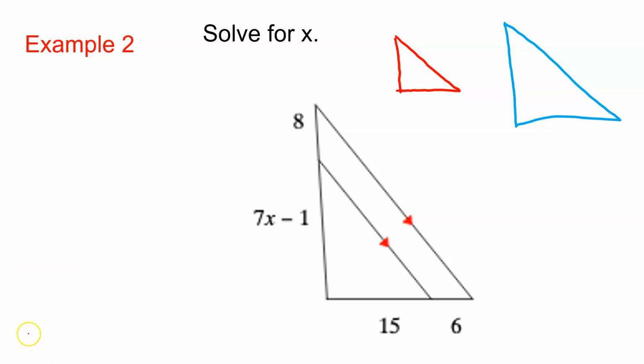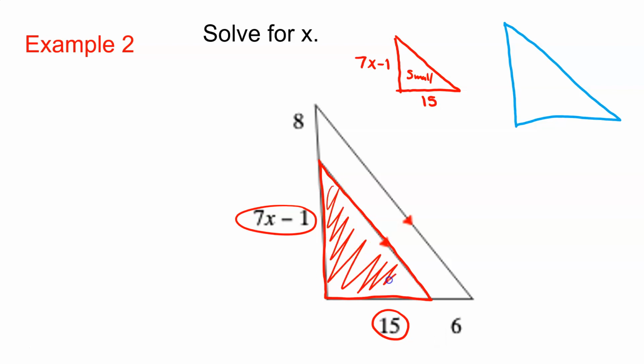So let's take a look just at the smaller one. I'll actually put small here so you guys can see it. It's a smaller highlighted triangle. And let's label everything I know. The left side over here measures 7x minus 1. And then the bottom side down here measures 15. Okay, and that's all I know for that small triangle. I ignore everything else, right? I'm only focusing on this smaller triangle that was on the inside.